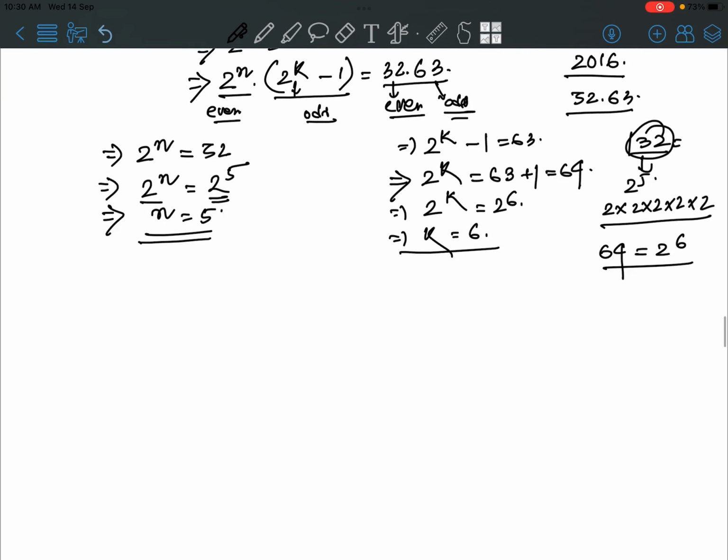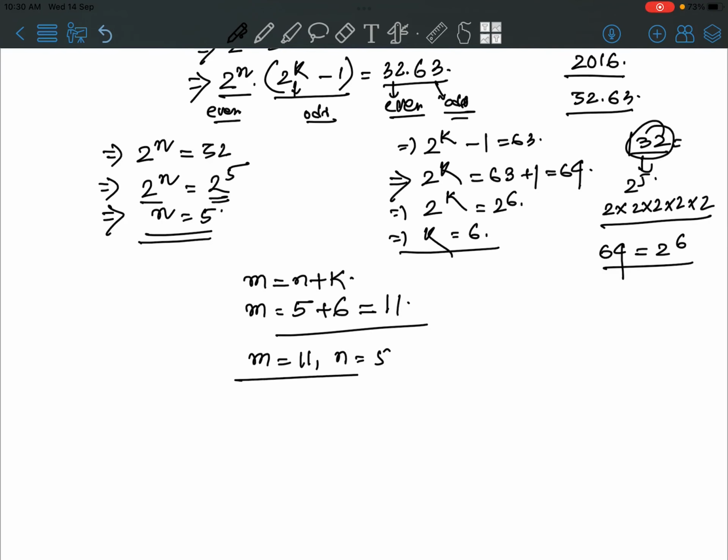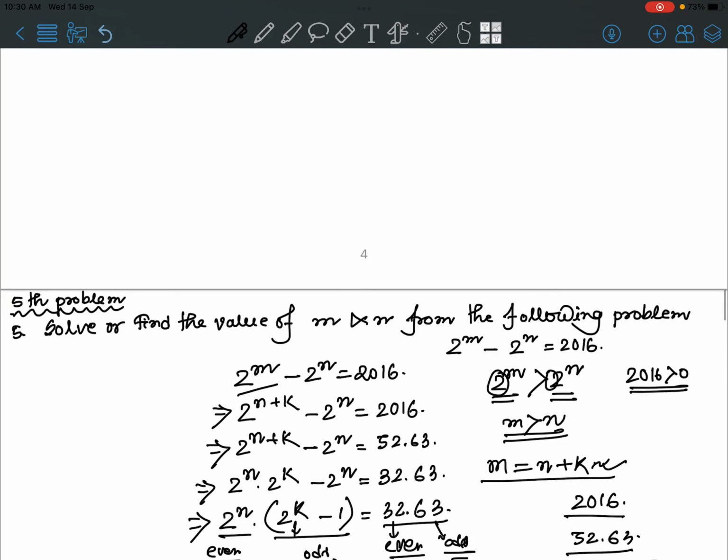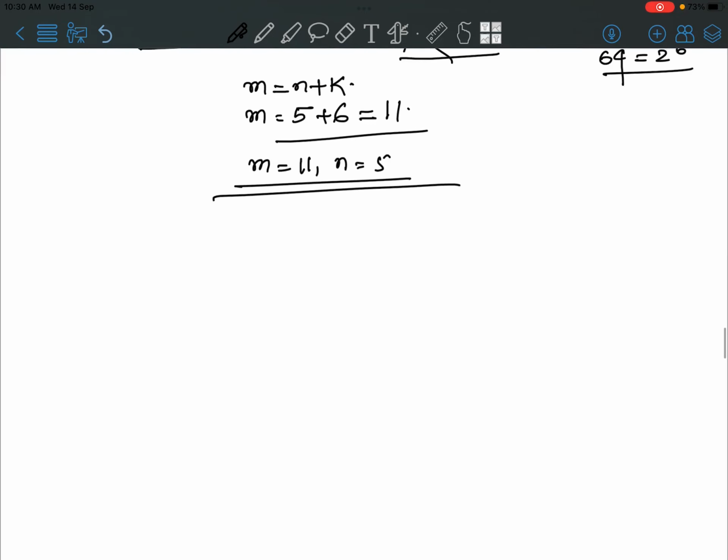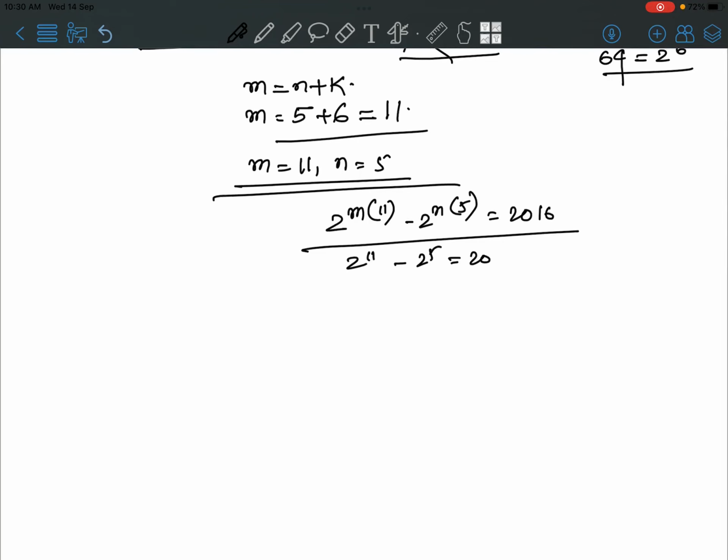What did we take at the inception? We took m equals n plus k. So n is equal to 5 and k is equal to 6. Now 5 plus 6 equals 11. So the value of m is 11 and the value of n is 5. Now we put the values into 2 to the power m and 2 to the power n. Now 2 to the power m means 2 to the power 11, and 2 to the power n means 2 to the power 5. So 2 to the power 11 minus 2 to the power 5 equals 2016.